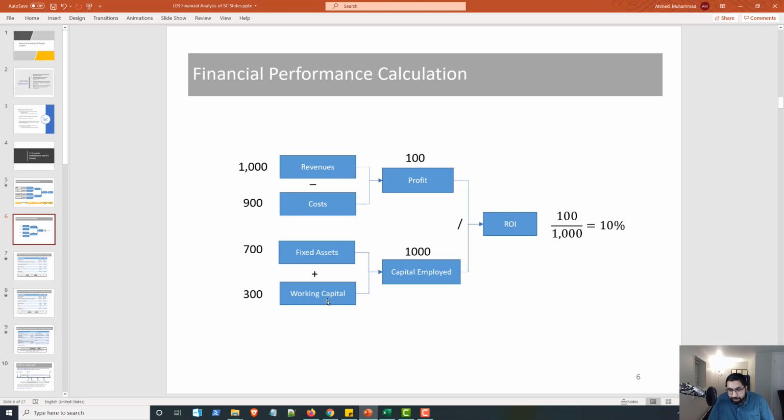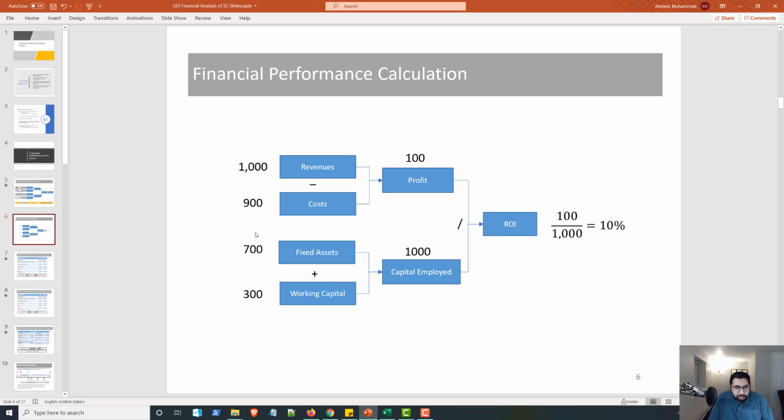Fixed assets and working capital are both part of capital employed, so they are related to capital employed by an addition operation. So you take fixed assets, in this example 700, add 300 of working capital, and you get capital employed of 1,000. Then return on assets is related to profit and capital employed by a division operation. You divide the profit by capital employed and you get a number. In this case, you get 0.1, and then you can multiply the number by 100 to convert it to the percentage scale, and 0.1 times 100 would give you 10%.